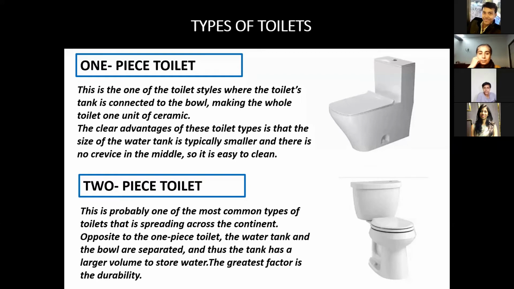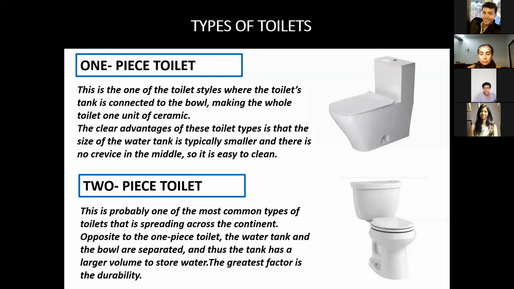The second one is the two-piece toilet. This is probably one of the most common types of toilet that is spread across the continent. Opposite to the one-piece, the water tank and the bowl are separated, and the tank has a larger volume to store water. Therefore, it is more durable than a one-piece toilet.